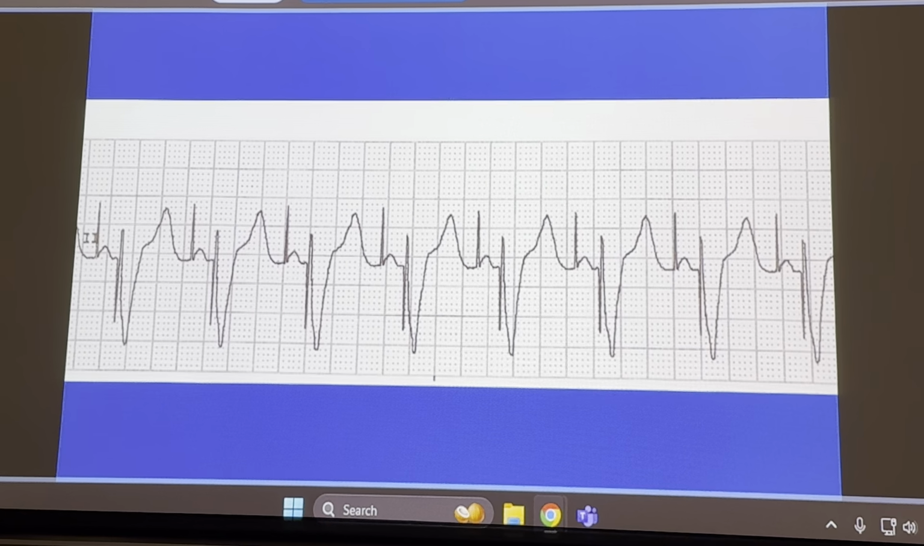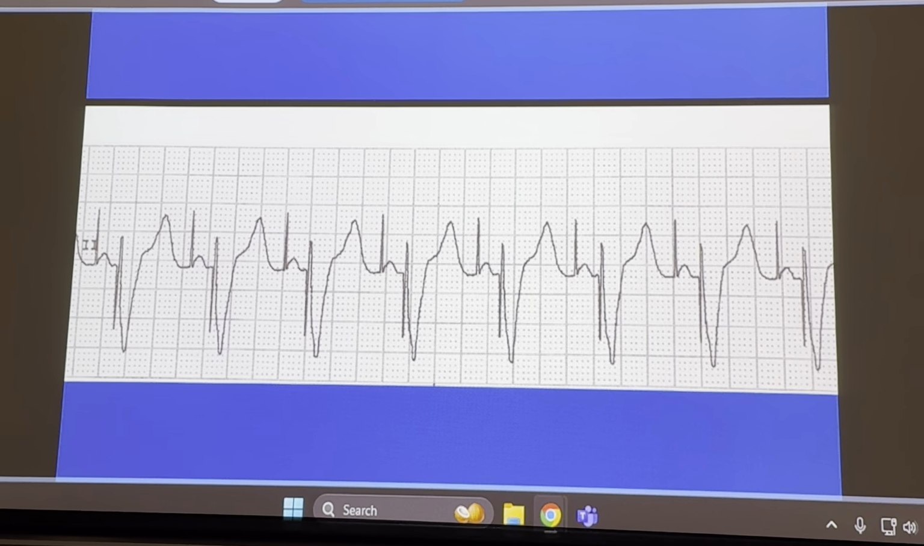All right, Zach, what we got? That's a dual paced rhythm. Dual pace rhythm. Perfect, how do you know that? Because you got two pacemaker spikes in between each QRS complex, or well, one before the P wave and one before the QRS wave. Perfect. So another name for dual pace is going to be AV pace, atrial ventricular pace.